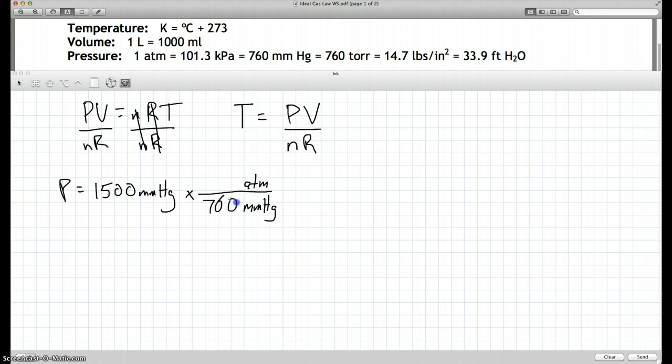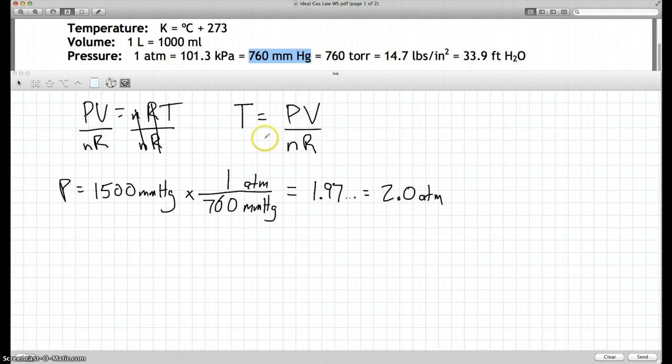760, that's a 6, there we go. 760 mmHg equals 1 atmosphere, so 1 atmosphere. I do that math. 1500 divided by 760, and with 2 sig figs I get 1.97. That keeps going. But that's going to be equal to 2 sig figs, because 1500 has 2 sig figs. That's going to be 2.0 atmospheres.